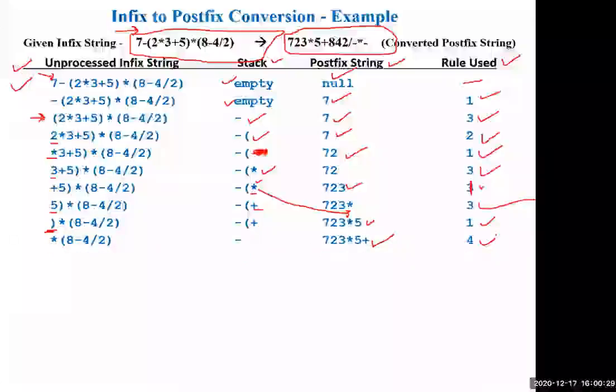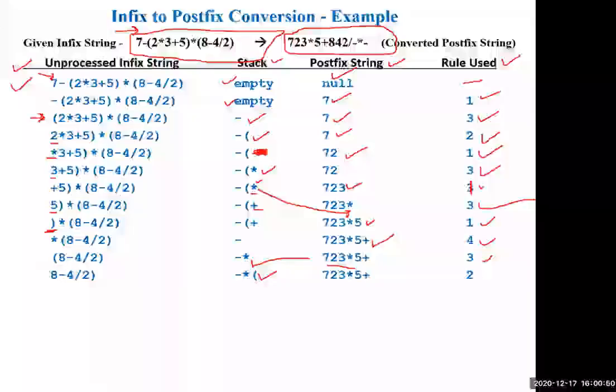Next is multiply. Multiply is again an operator. So an operator of higher precedence can be popped out, but minus is of lower precedence. So multiply will be added to the stack like this. Okay. Rest remains as it is. Next we have an opening bracket. The opening bracket is directly added to the stack as per rule number 2. Okay. Then we have 8. 8 is an operand, so it is added to the end of the postfix string.